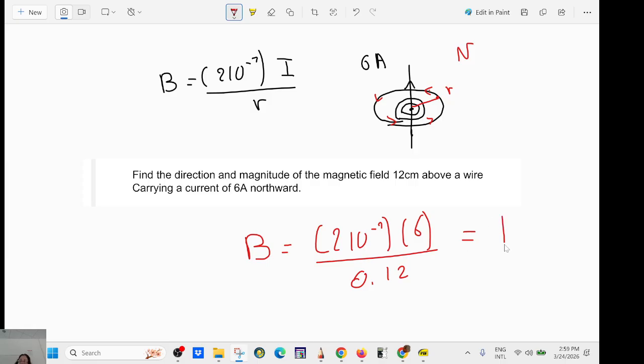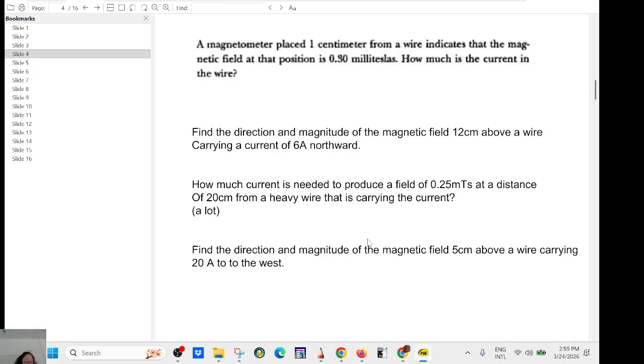1.35 times 10 to the negative 5. Okay, did you all get that? Yes? Okay, so that's easy. You just plug it in, right?